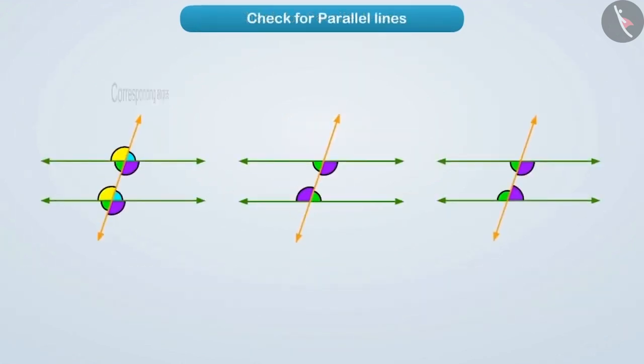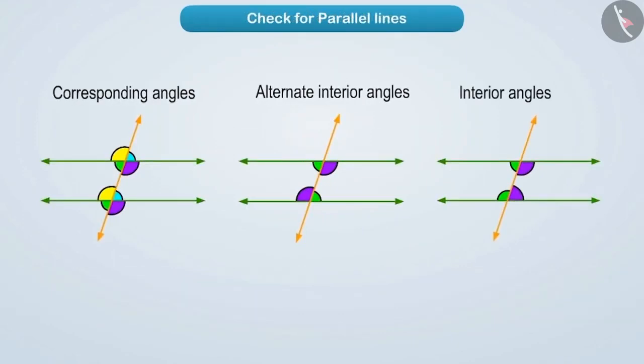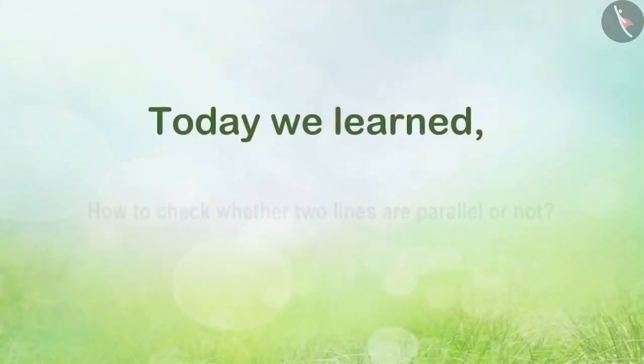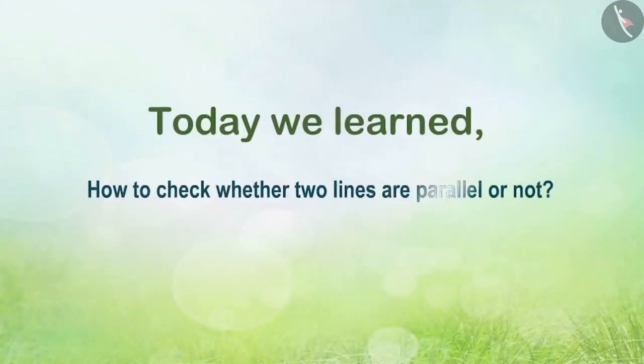In this way, you can now check the parallel lines with the corresponding angles, alternate interior angles, and interior angles on the same side of the transversal. Today we learned how to check whether two lines are parallel or not. In the next video, we will see some examples related to this concept.